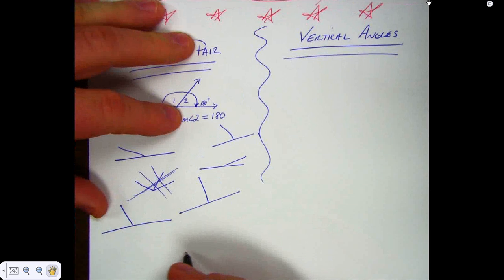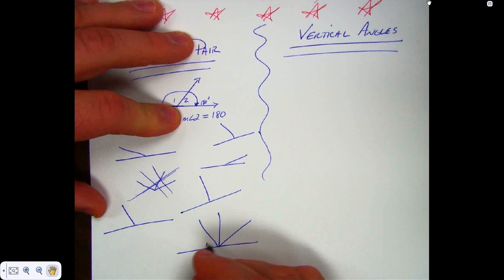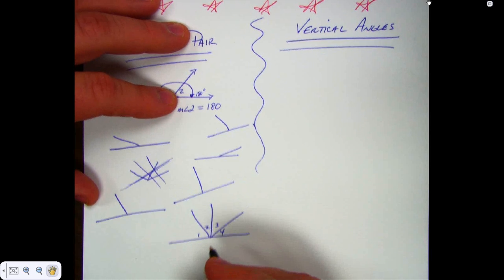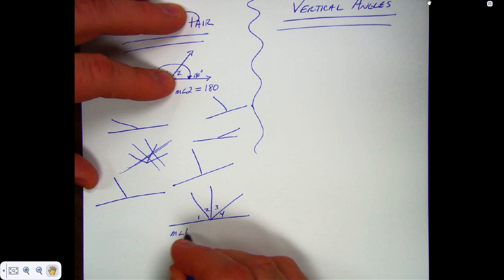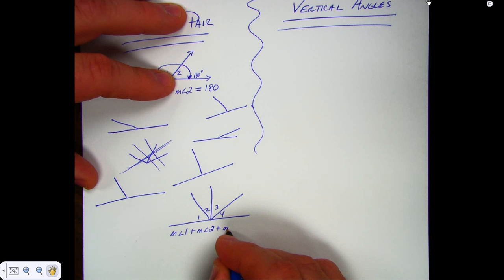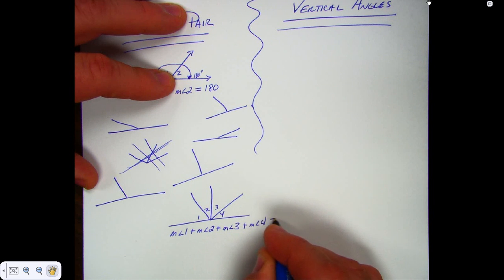What about this? I could get real complicated. They're not a linear pair, but what do all these angles together make? So what could I say? The measure of angle 1 plus measure of angle 2 plus what? Measure of angle 3 plus what? What's all that going to equal?